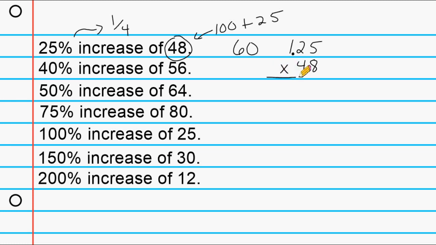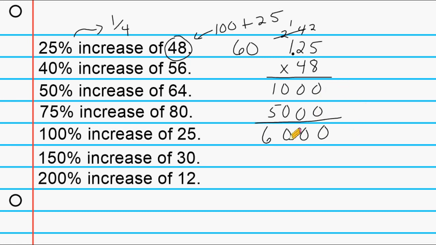All right, so 8 times 5 is 40, carry the 4. 8 times 2 is 16, plus 4 is 20. You carry the 2. 8 times 1 is 8, plus 2 is 10. And put a 0 here. And 4 times 5 is 20. 4 times 2 is 8, plus 2 is 10. And 4 times 1 is 4, plus 1 is 5. So if we add up all of these columns, we have a total of 60 once we put our decimal in the correct place.